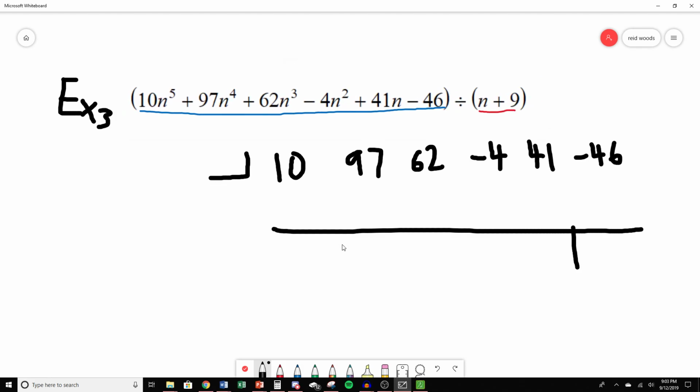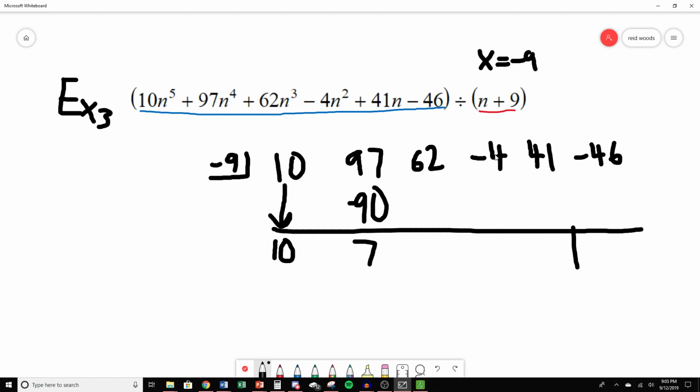There we go. What goes in the box? Well, it's the 0 of this, which is, we just flip the sign, it's -9. And we put that up here. And now we're ready to start the synthetic division. Every time you start with this first number, this 10, drop it down. It gets multiplied by the -9. And so we get, what is 10 times -9? It's -90. Add these together, you get 7.